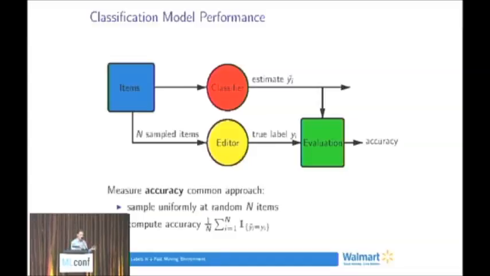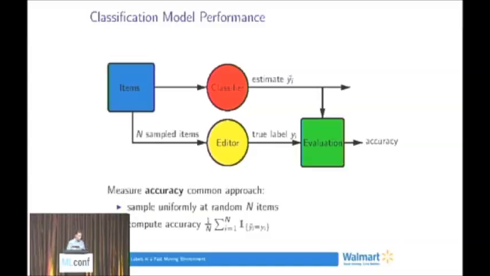These items don't have a true label attached to them. So you sample some of them. Let's say you sample n of them, and you run them through an editorial team, and you get the true label. Then you compare it with your model estimate, and you get an accuracy measurement out of it. It's very simple. Basically, you count how many you got right, divided by the n, the sample that you selected, and that's your number. That is pretty standard. The problem in practice is not so simple.